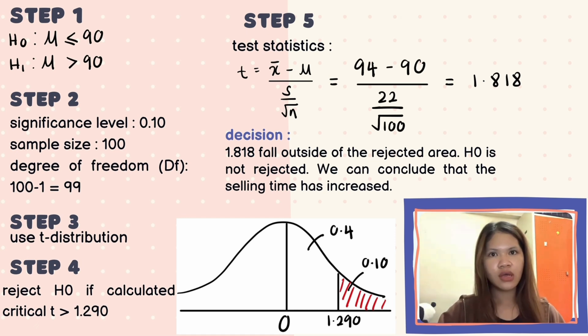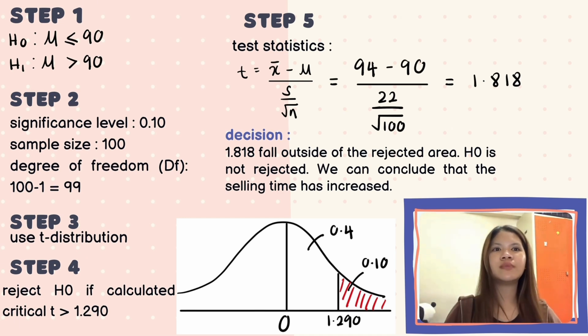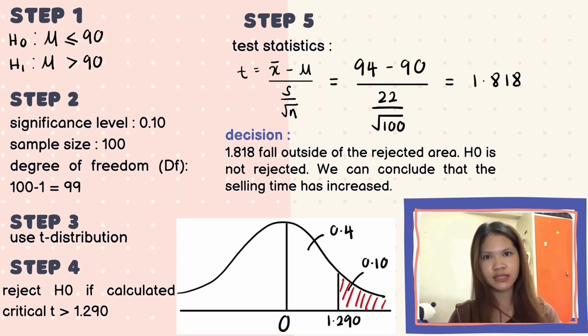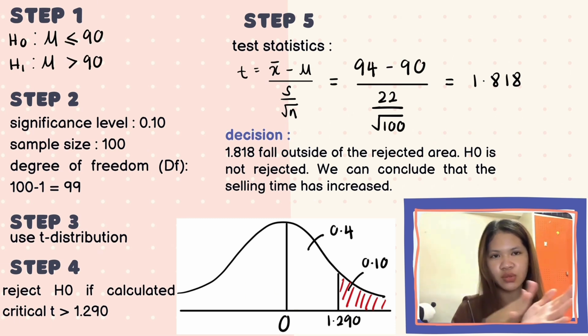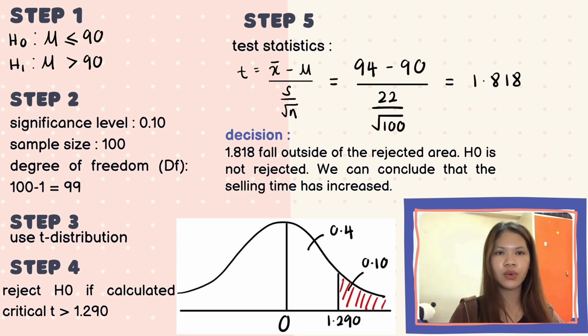Step 4, our critical t-value is 1.290, and we reject the null hypothesis if our calculated t-value exceeds this. The calculated t-value from our data was 1.818. Since 1.818 exceeds our critical t-value of 1.290, we reject H0.